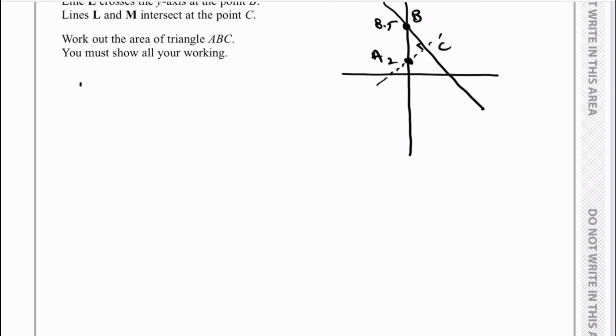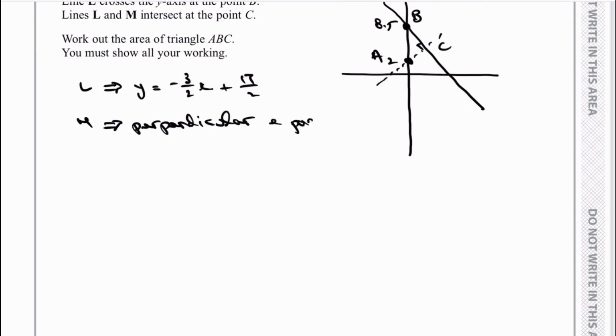So let's write down everything that we need. The first thing is, we know that line L is y = -3/2 x + 17/2. Now the next one is line M. The thing about line M is it's perpendicular, and it passes through (0, 2). Which is fairly straightforward. Therefore, we can say that the gradient is the negative reciprocal of the gradient of L, which is 2/3 x, and it's going to pass through (0, 2), so that must be the y-intercept.